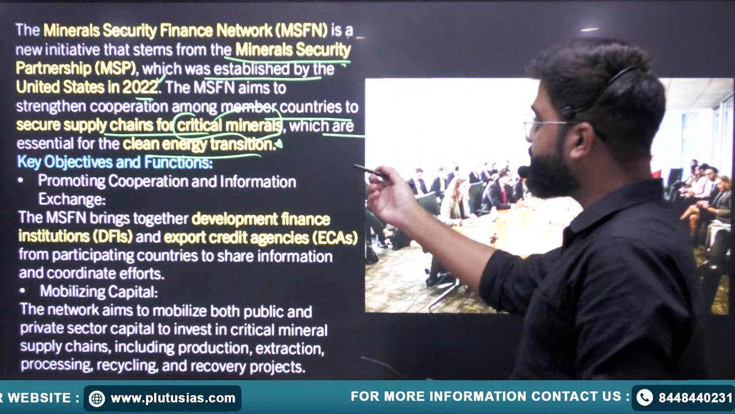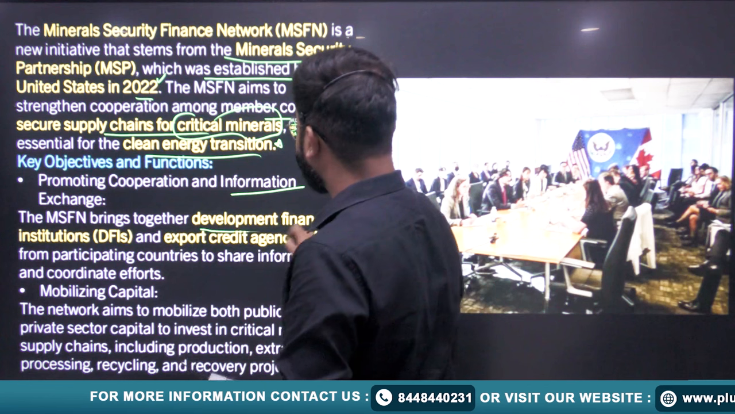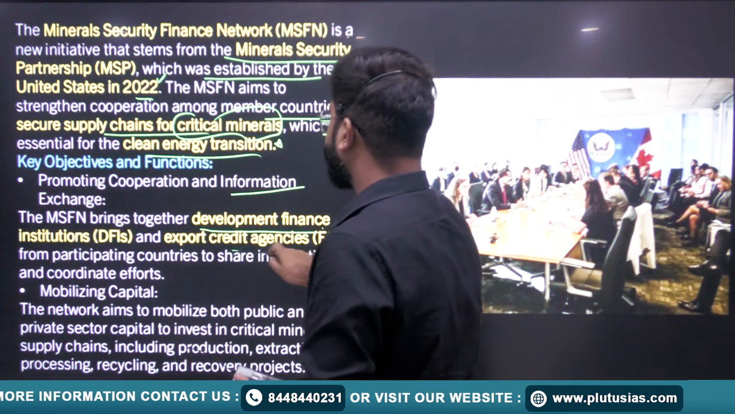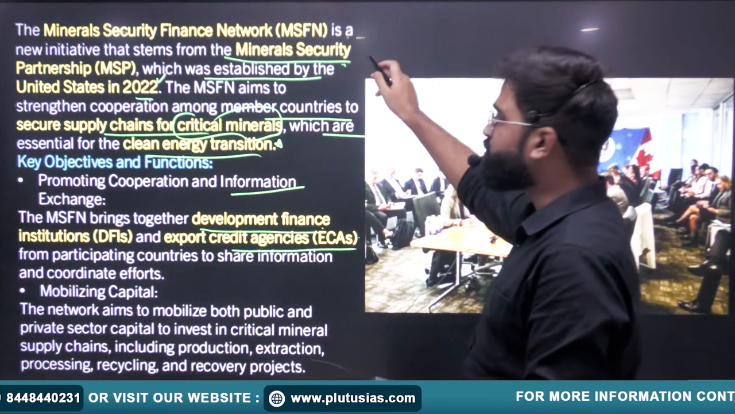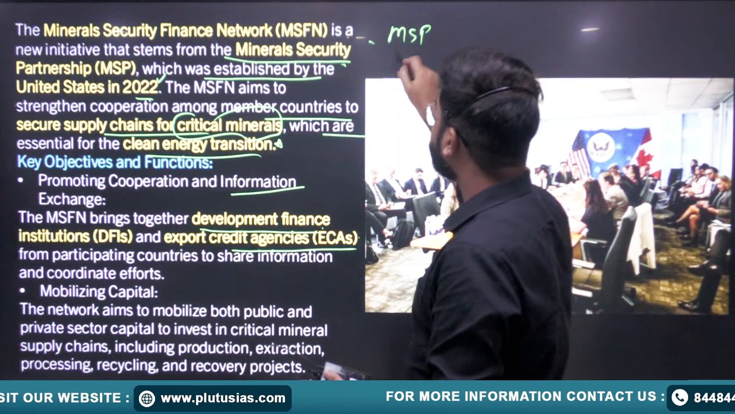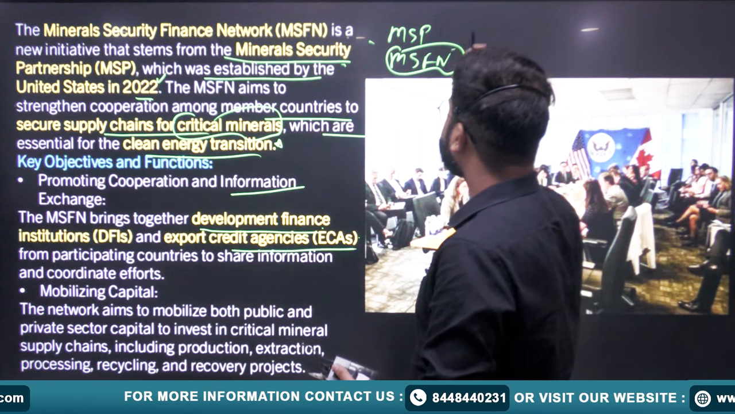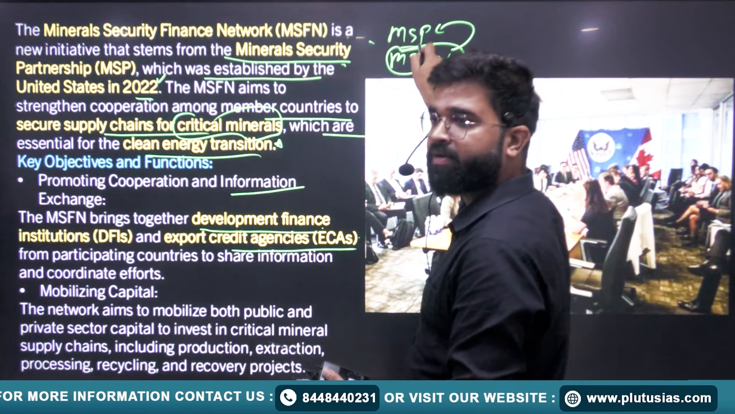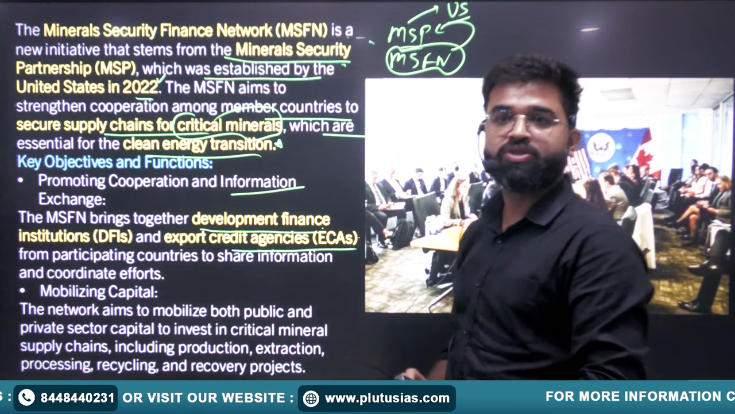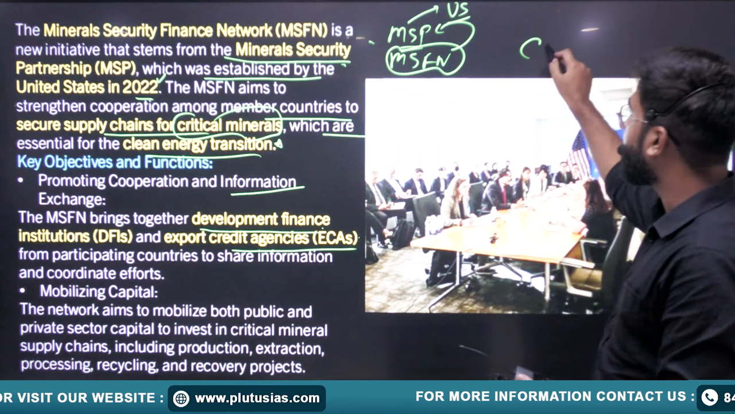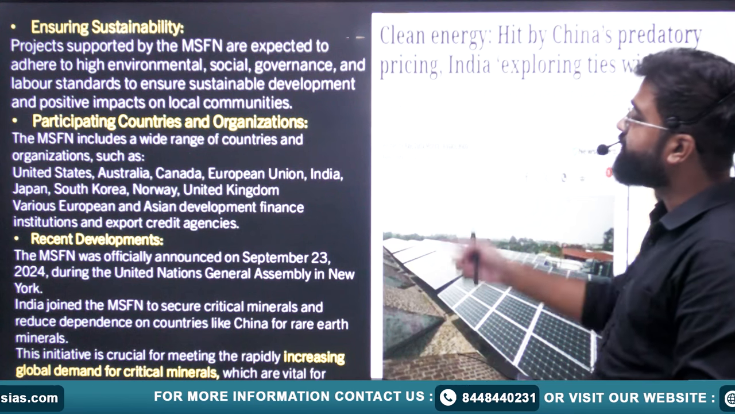Key objective: promote cooperation and information exchange. MSFN brings together development finance institutions and export credit agencies. You can read this yourselves. Okay, it is all about the Mineral Security Partnership and the Mineral Security Finance Network. Basically, the Mineral Security Finance Network is part of the Mineral Security Partnership, and the Mineral Security Partnership is a US-led initiative to secure the supply chain for critical minerals. Is it okay? Second point, ensuring sustainability.